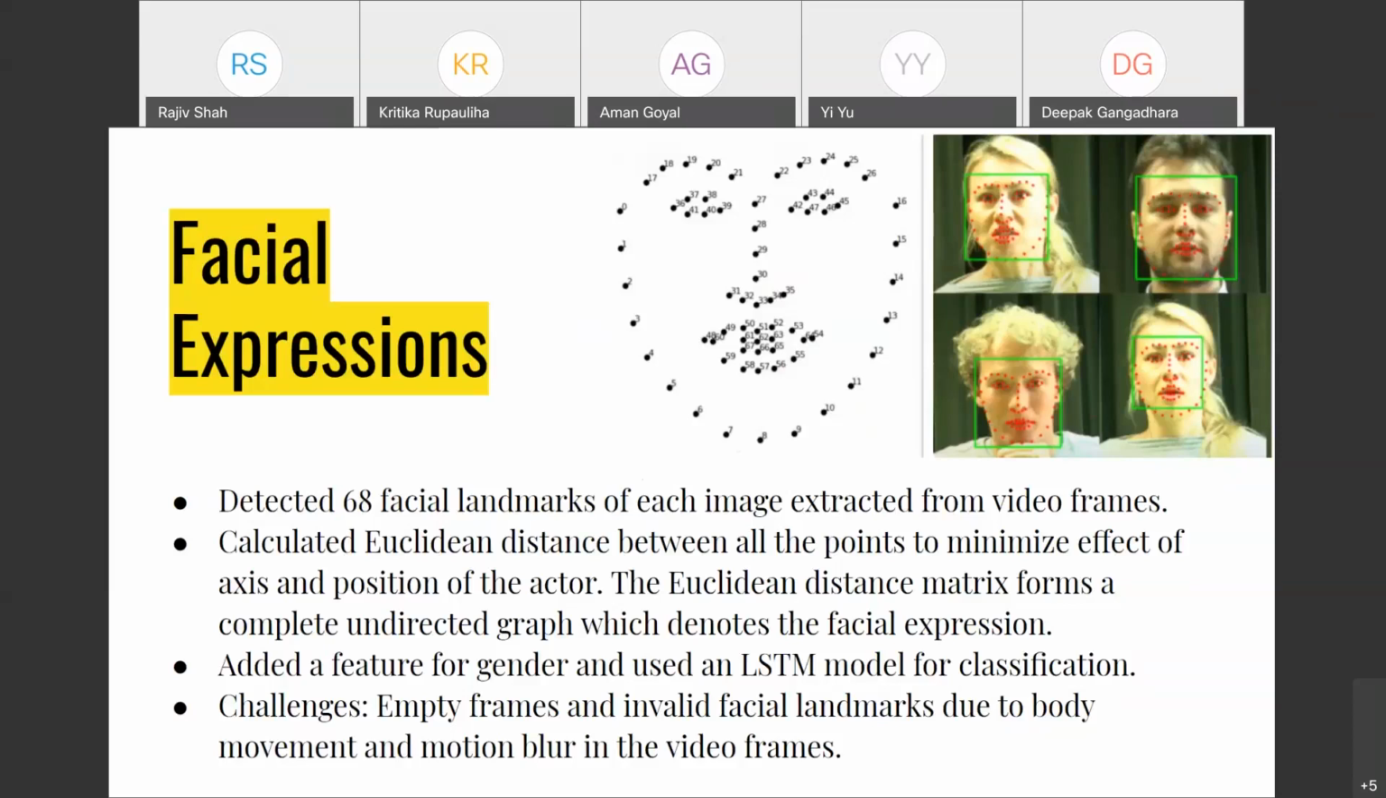Finally, we added another feature for gender by combining it with the facial expression matrix and used an LSTM model for classification again. Now, one of the main challenges that we encountered during this was that there was a lot of blurriness because of motion. So we couldn't properly extract some frames from the videos. So there were a lot of empty frames. There was a lot of commotion, and the body movement and motion blur was present. So we had to remove all such frames where we couldn't detect the face of that person, and that was a challenge that we faced.